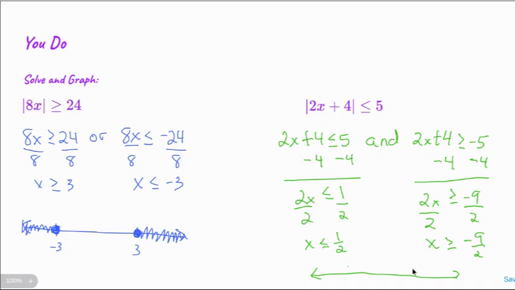So we got 1/2. Actually, 1/2 is the greater one. And -9/2. There we go. Both closed circles. And we're shading in between.